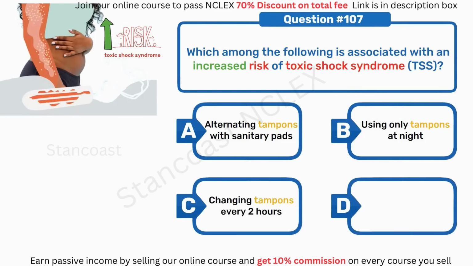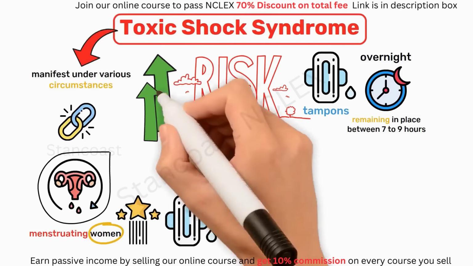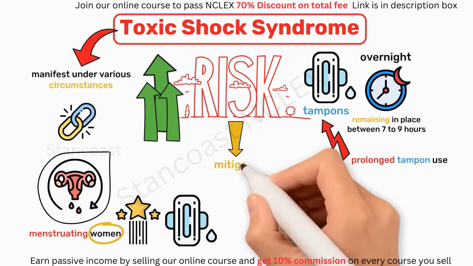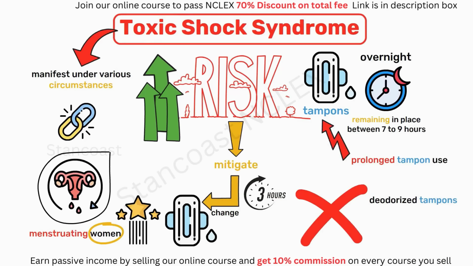Here, option B is the correct answer. Toxic shock syndrome, TSS, risk can increase when tampons are used overnight, typically remaining in place between 7 to 9 hours. While toxic shock syndrome can manifest under various circumstances, it's notably linked with menstruating women, especially those who prefer tampons. The risk escalates with prolonged tampon use. To mitigate this risk, it's advised to change tampons at least every 3 hours, abstain from deodorized tampons, and rotate between tampons and sanitary pads.